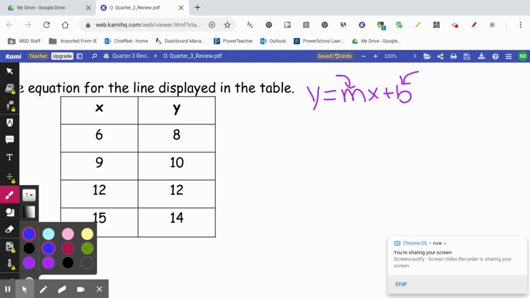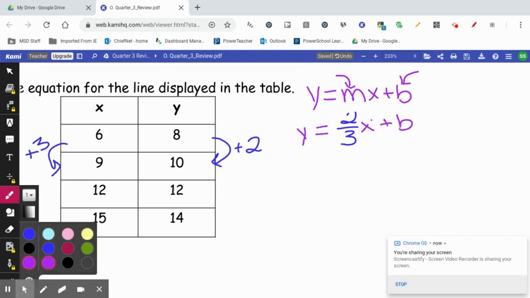And in order to do that, we have to find the change in y and divide it by the change in x. So we can pick any 2 points and we can ask ourselves, how do we get from 8 to 10? We have to add 2. And how do we get from 6 to 9? We're going to add 3. So the change in y over the change in x, or our slope, is 2 over 3. Okay, we can bring down the rest of our equation.